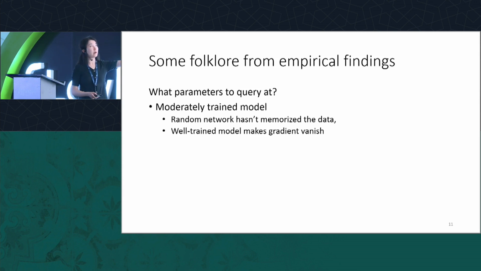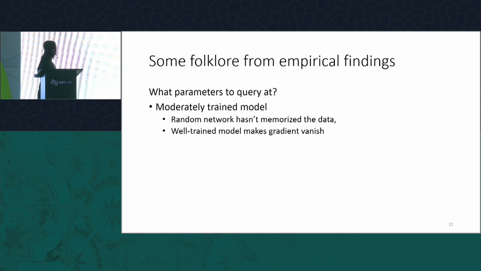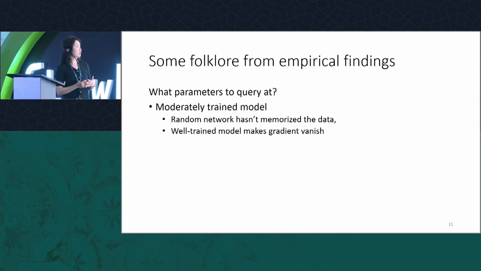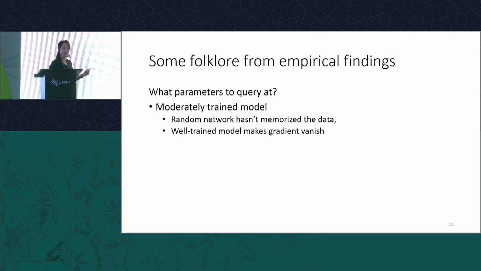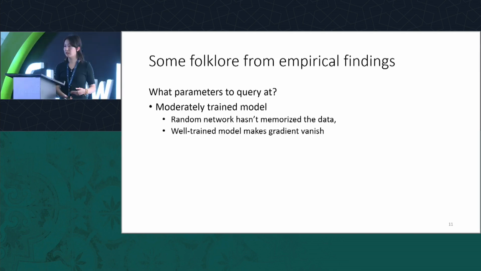For example, at what parameters to query the model gradient. People believe it is more efficient to query at moderately trained models, because if they query at the initial model, the random initialization, they think that since the random network hasn't memorized or seen the data, it doesn't provide much information about the data. And they also don't want to query at well-trained models, because at that point the gradient vanishes. Of course, if the model is well-trained, the loss approaches 0 or approaches a stationary point, then the gradient is almost 0, so there's also little information about the data. So they want to query at moderately trained models. That is from previous empirical findings.